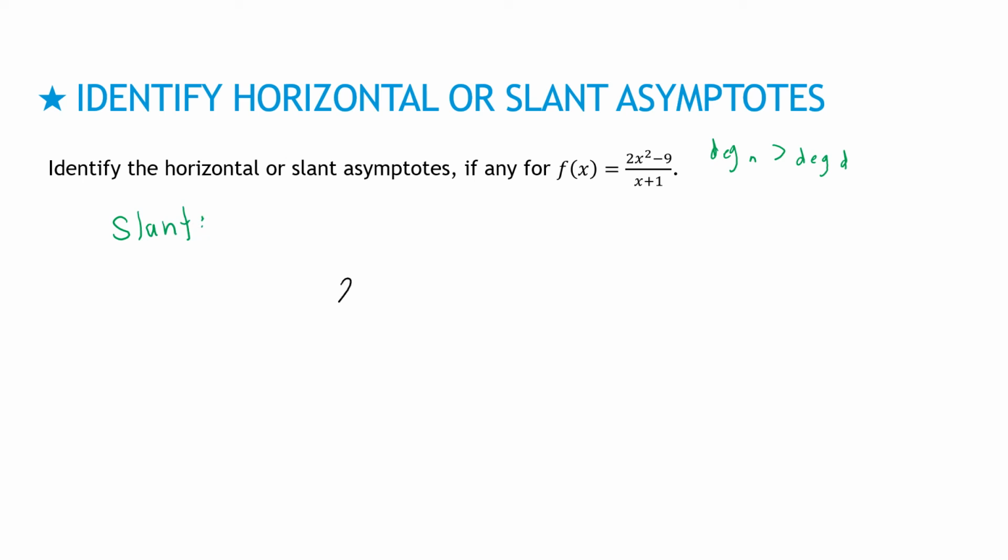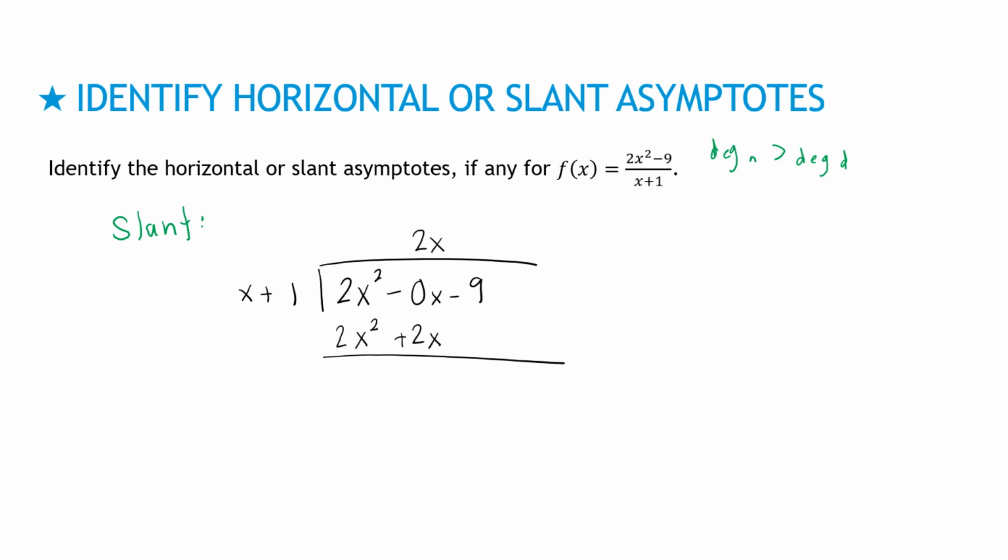So I'm going to take 2x squared minus 0x minus 9. And I'm going to divide by x plus 1. I'm going to say x times 2x would give me 2x squared. So let's multiply everything by 2x. That would give me 2x squared plus 2x. I'm subtracting everything, so adding the opposite. That gives me 0 here and negative 2x. And this one I will have to keep going. So negative 2x minus 9.